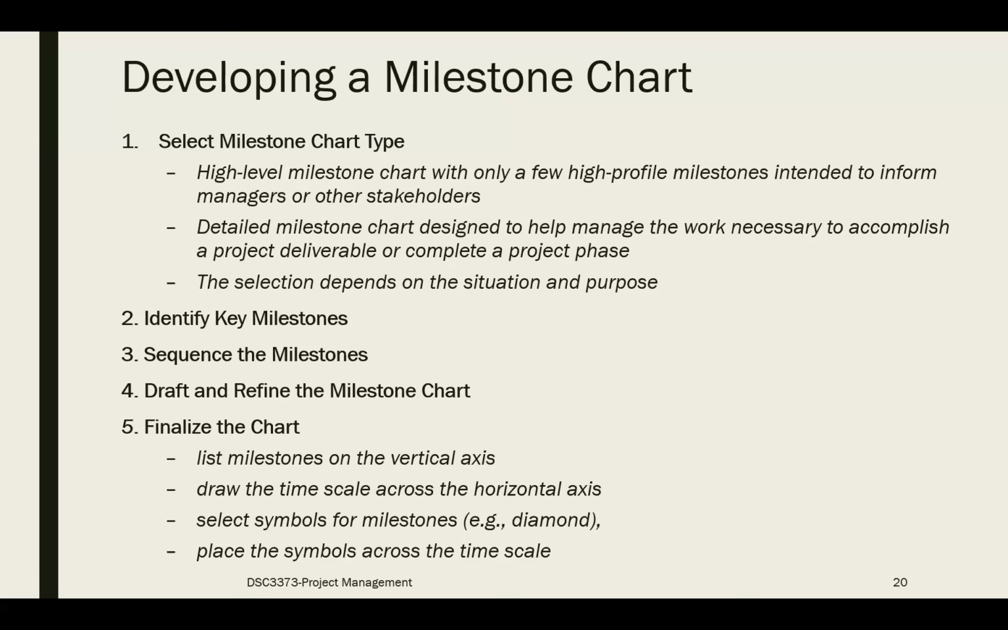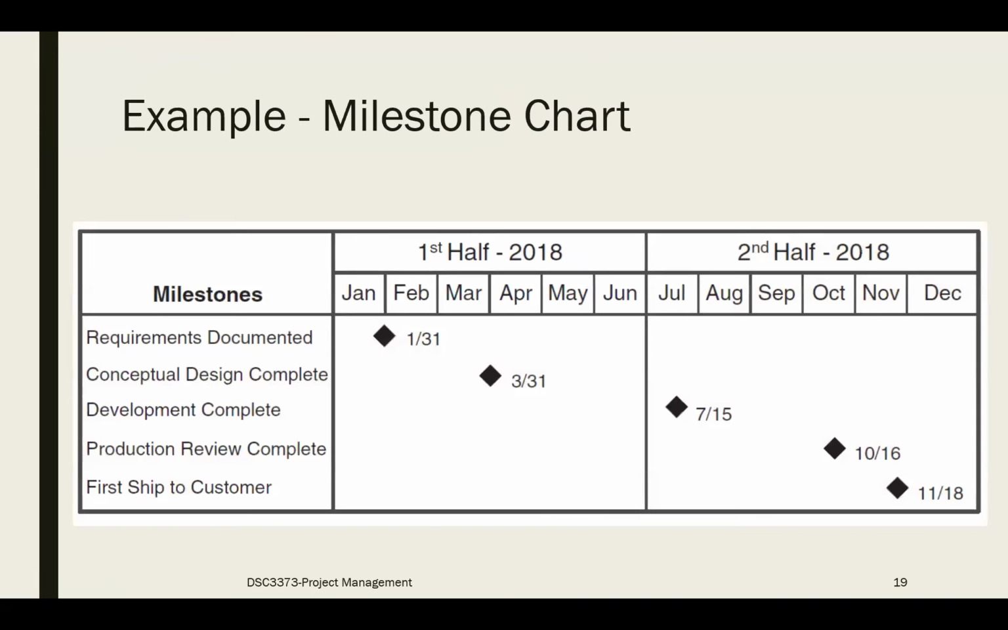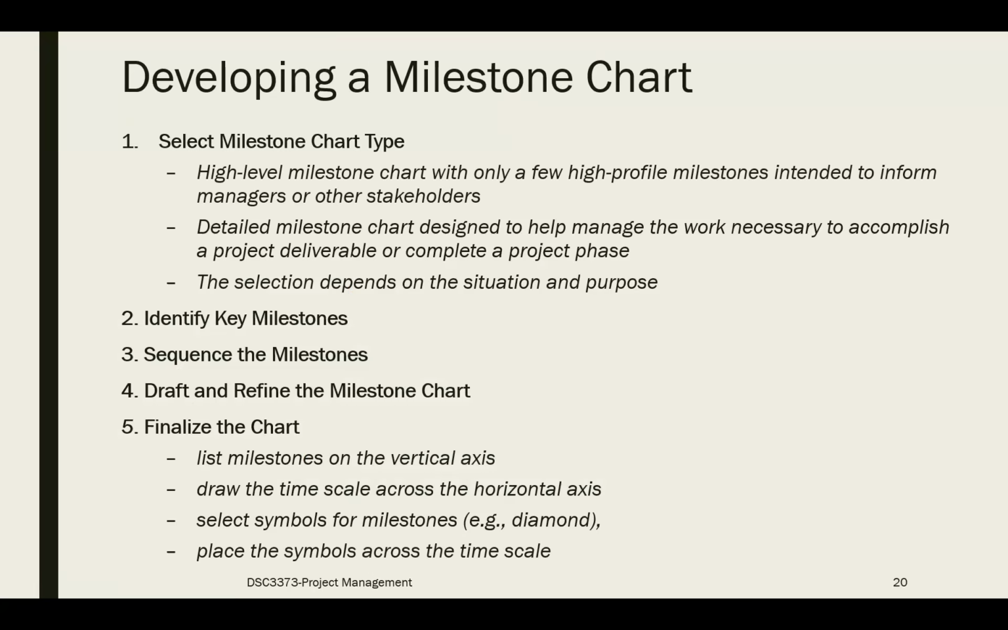where you list the milestones on the vertical axis on your left hand side column. Then you draw the time scale across the horizontal axis. Then you can select a symbol to show the milestone. It can be a square or a diamond. In our example, here we have used a diamond shape. Then you can place the symbols across the time scale according to the relevant dates.